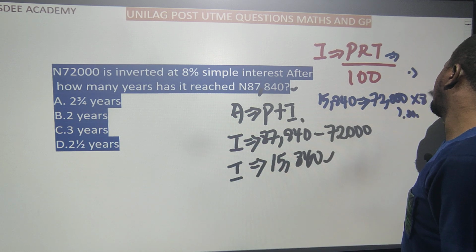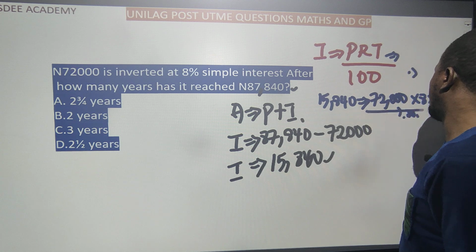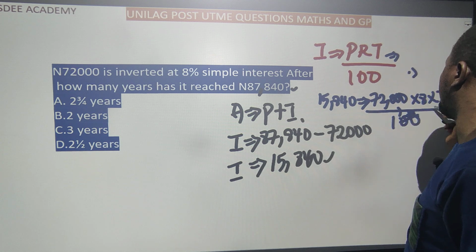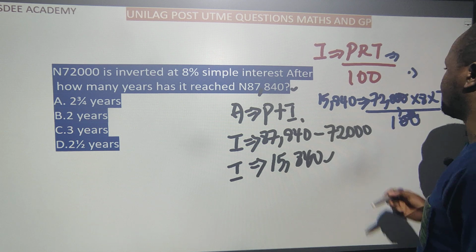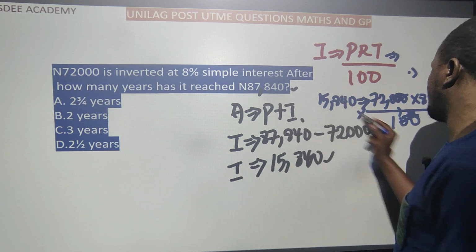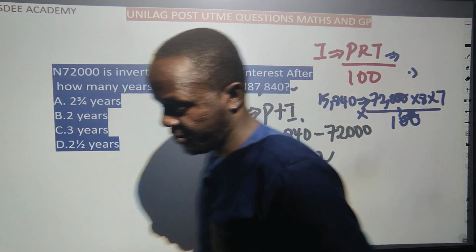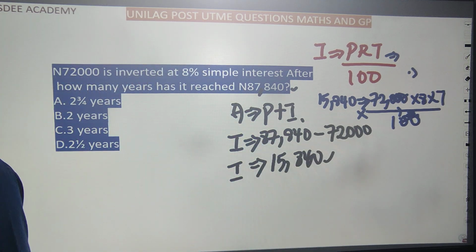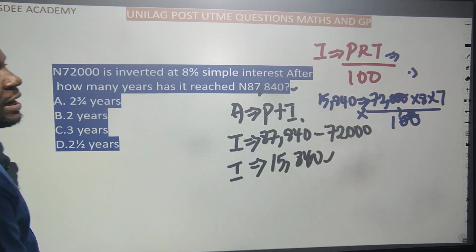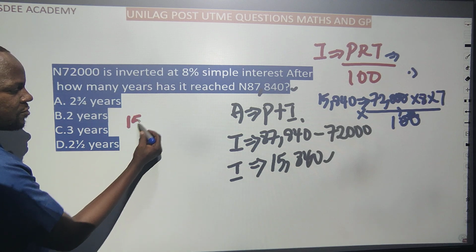Times 8, times the time, everything divided by 100. So I'll cancel the double zero, it gets cancelled out. Look at the logic we always say: when you cross multiply, this guy is multiplying 1. I'll finish my question at this side for everybody to be able to visualize. Now look at that, I have 15,840.